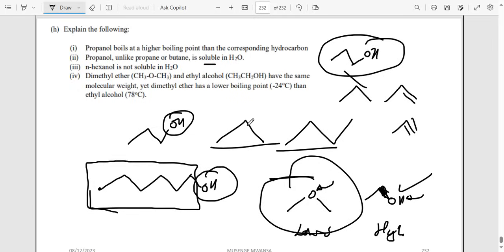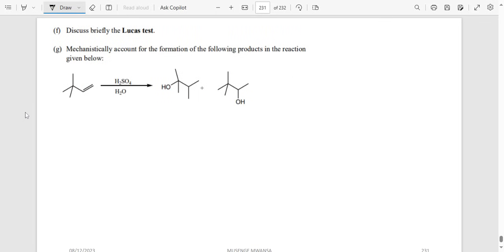Now let's answer the last question here. Discuss briefly the Lucas test. When you're talking about the Lucas test, it is a test that is going to be used to differentiate different alcohols. That is basically it. You are going to use it to differentiate different alcohols.